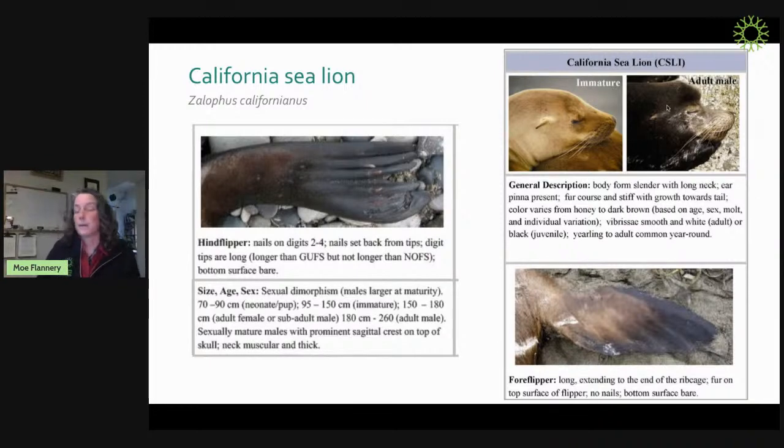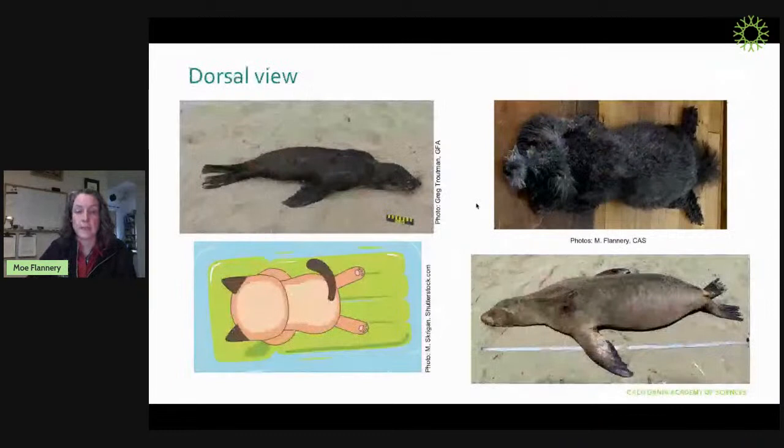So the foreflipper, which is the front flipper, is going to be a key indicator when we're talking about otariid species and pinniped species in general. And in particular, you want to look at the dorsal side of the flipper, or the back side.